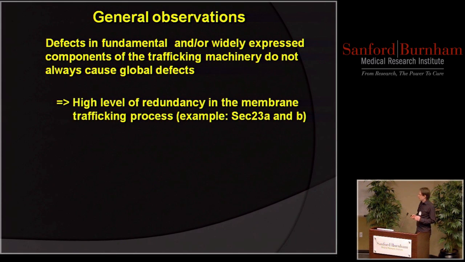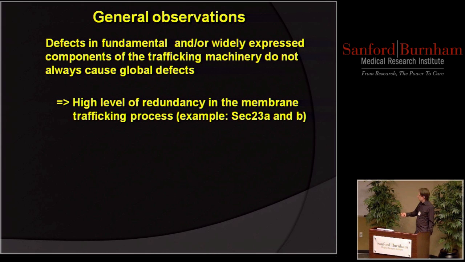Now, this, of course, is caused by the fact that there is a high level of redundancy in the membrane trafficking process, with often the expression of multiple isoforms of one given protein. So an example are the COPII proteins Sec23A and Sec23B. These are widely expressed, and they are involved in the generation of transport vesicles. Those Sec23A mutations only affect the craniofacial skeleton, causing craniolenticulosutural dysplasia.